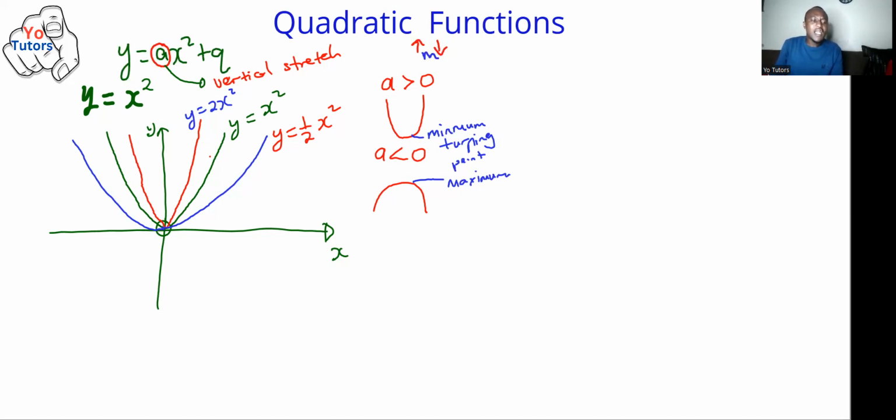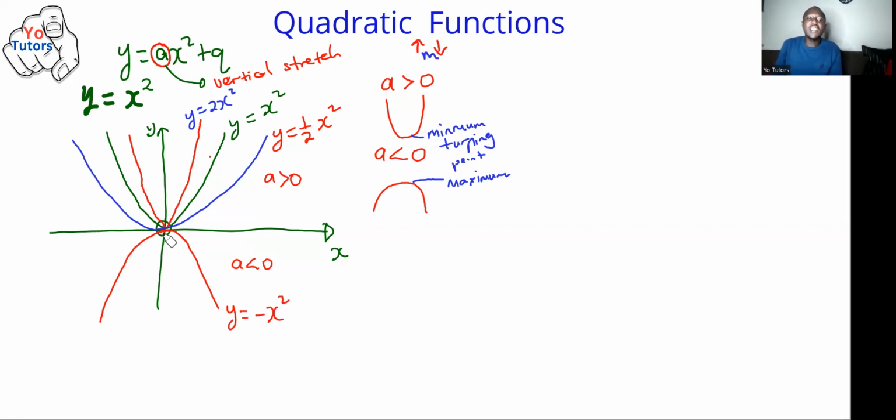Now let's see how it looks when a is negative. When it's negative, it will be facing down. So when it's negative, it faces down like that. That's how the shape looks. Here a is above 0, but a here is below 0. So this is more like y equals negative x squared.